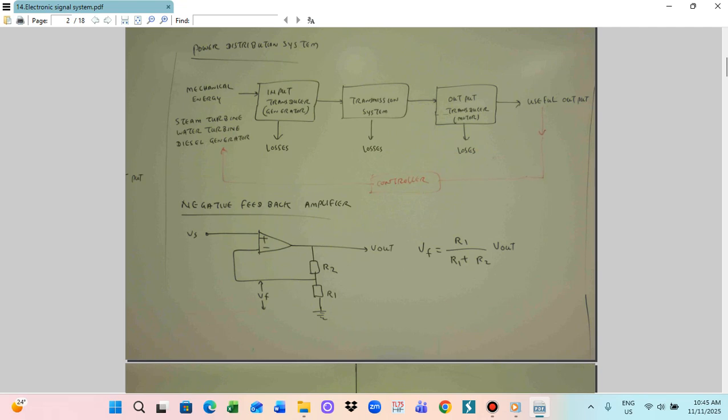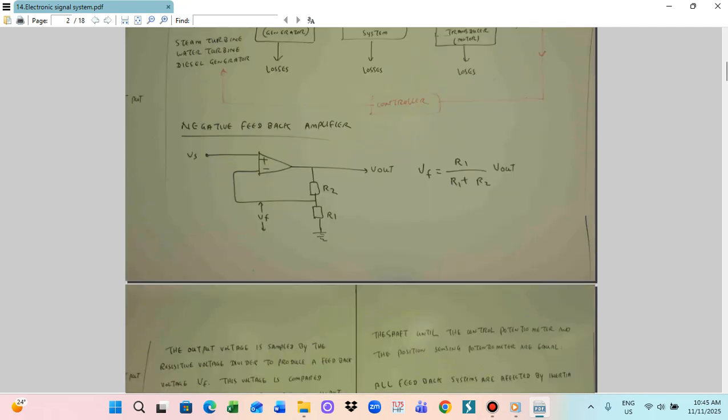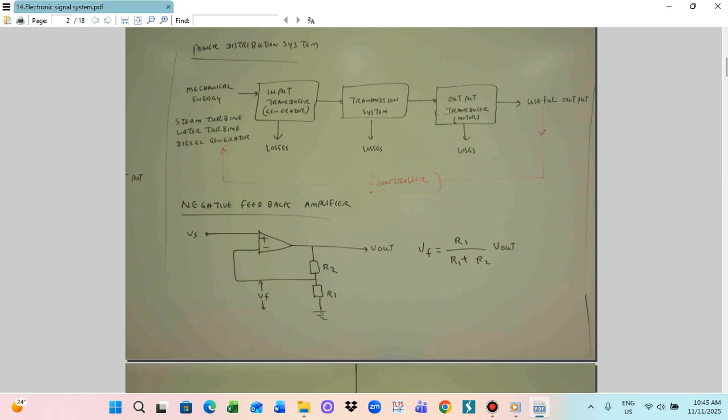The feedback voltage you can calculate by the equation: VF is equal to R1 divided by R1 plus R2 times VR. By this way you can calculate the feedback voltage. So the output voltage is sampled by the resistive divider to produce the feedback. The voltage is compared with the original input signal and the difference is amplified. This is for the negative feedback amplifier.